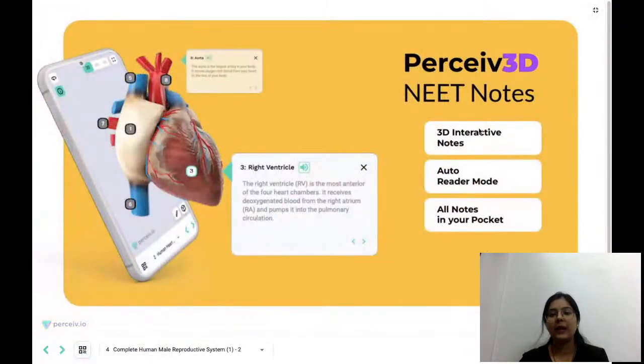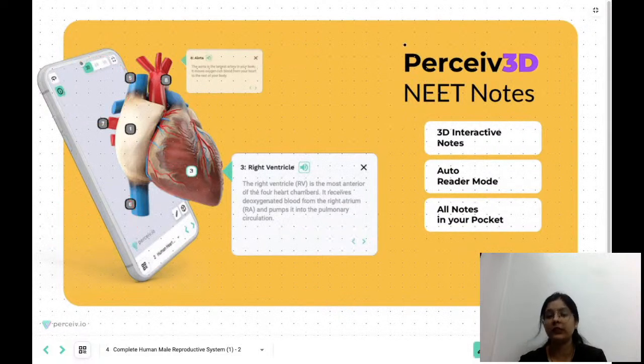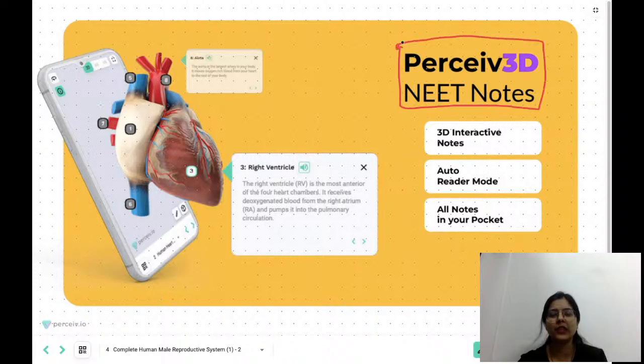Now, apart from this, what are the important things that you will be getting in the form of Perceiv 3D notes, that means NEET notes. So you will get 3D interactive notes, which you have just seen; I explained everything through models. Handwritten notes and everything you will get, and there will be interactive notes. Alright, and it has an auto reader mode.